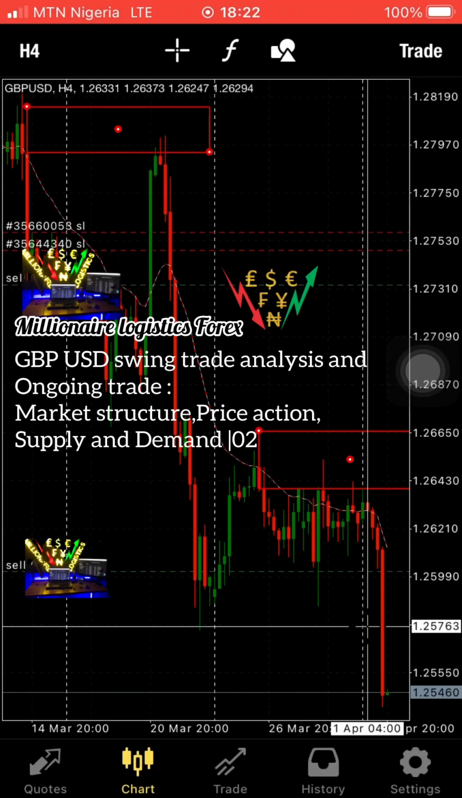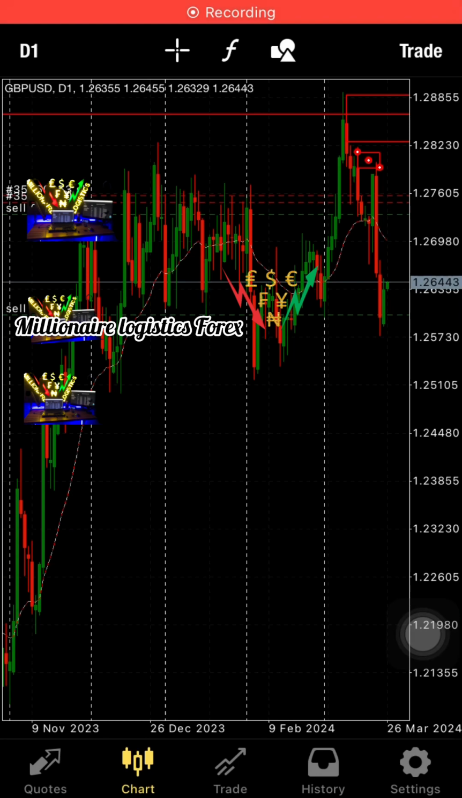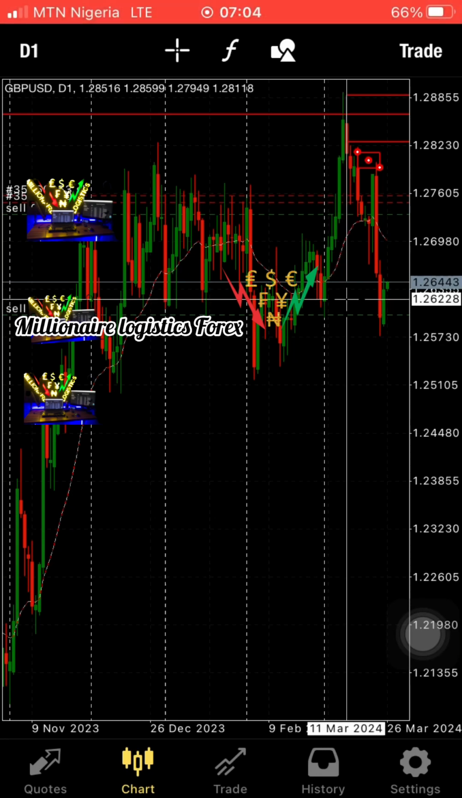So here's the second trade I placed. Okay, this is the result. So I'm going to show you how I did it. So right here I added another trade, although I entered very early.